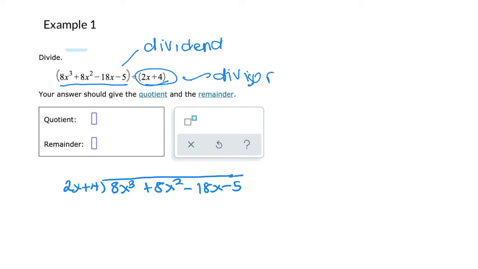In this example, our dividend is written in descending powers. Our powers go from 3 to 2 to x to the 1 power. Even though it's unwritten, the exponent is understood to be 1. And this last term, it's a constant. X to the 0 power is the same as 1, and so it has an exponent of 0. So we have descending powers 3, 2, 1, and 0.